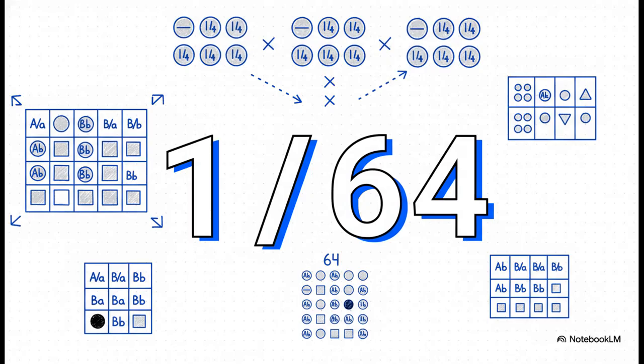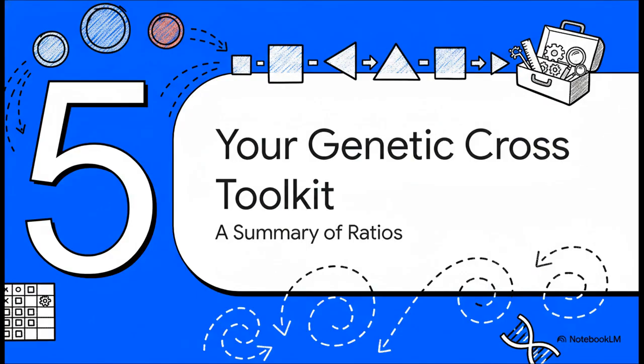Now for the easy part, we just multiply those individual probabilities together. So 1/4 times 1/4 times 1/4 gives us 1/64. And that's it. That's our answer. The chance of getting that triple recessive offspring is 1 in 64. Way easier than drawing a 64-box Punnett square, right? And just like that, you've leveled up from tracking 1 trait all the way to 3.